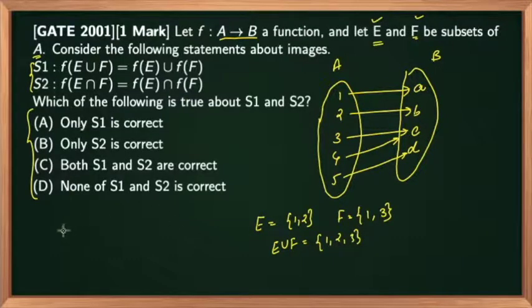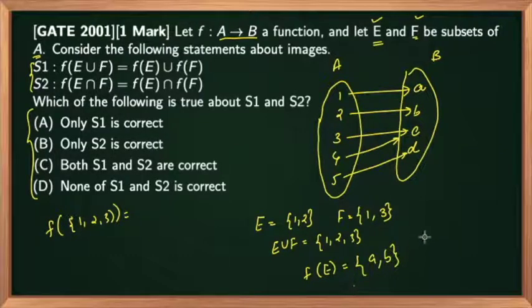Now we are saying what is F of E union F, right? That means you have to give 1, 2 and 3, and the output will be equal to F of E. So what is F of E? F of E is nothing but you give 1, you will get A, and you give 2, you are getting B, right? This is F of E, and F of capital F is equal to, so you have 1 that is mapped to A, and you have 3 that is mapped to C, right?